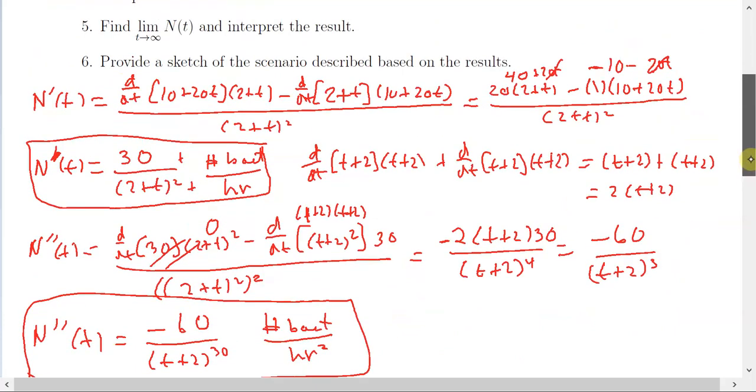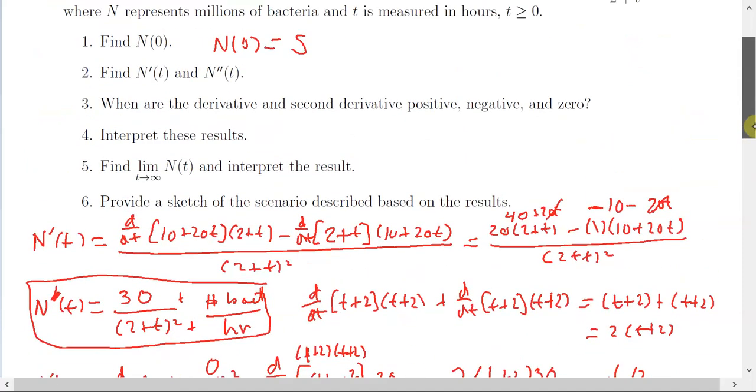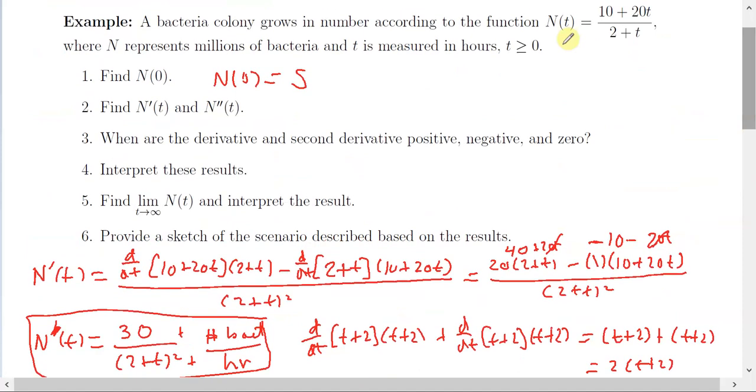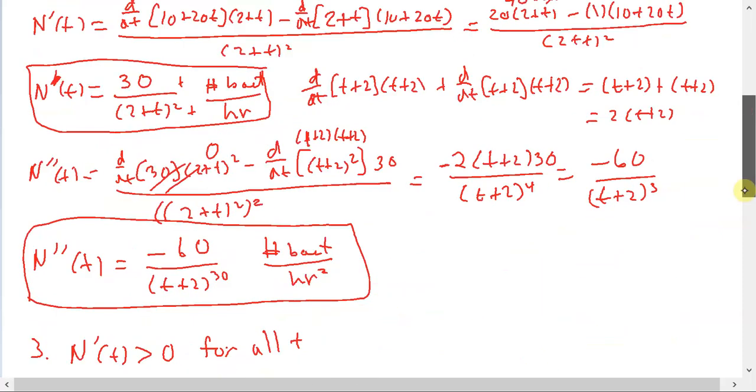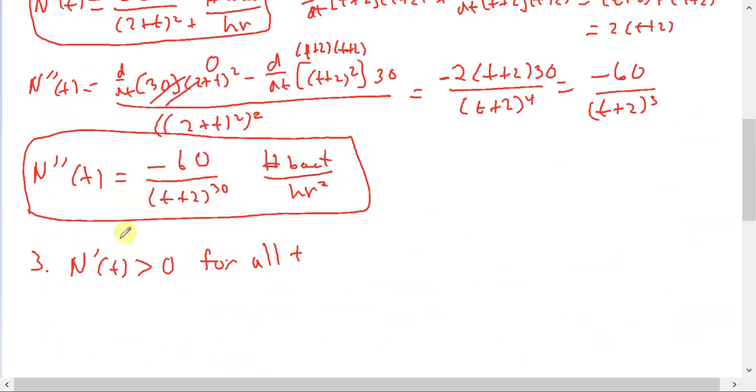This colony of bacteria is growing from the start. It starts at 5 million. It's going to keep growing. That's what this derivative is saying. So it's always going to be bigger than 5 million. Now let's look at the second derivative and find its sign.